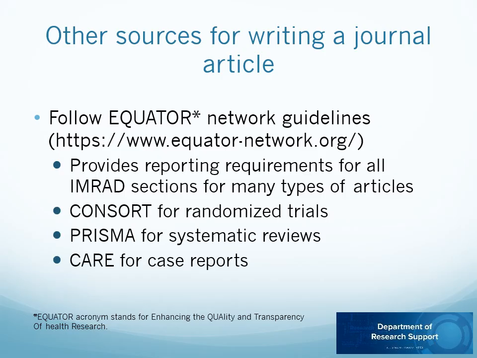Most journals recommend that submitted articles follow the guidelines provided by the Equator Network. For example, if you are writing about a randomized controlled trial, you would want to follow CONSORT guidelines. If you are writing a systematic review, you would want to follow PRISMA guidelines. Search the Equator Network through the provided URL to find out more.